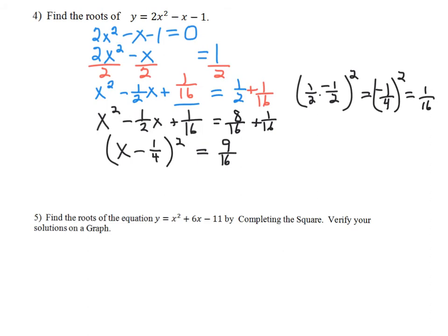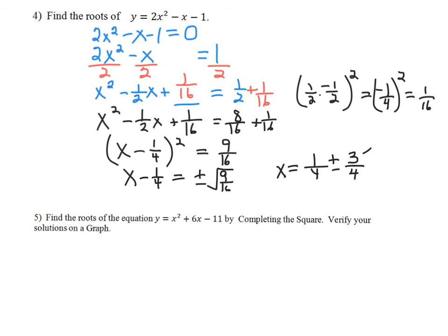So now I'm going to go ahead and solve for x. So I'm going to take the square root on both sides of the equation. So this is going to be the positive and negative square root of 9/16. Now it happened very nicely for us because I got a number that happens to be a perfect square. So I'm going to add 1/4 to both sides of the equation. And when I do that, that's going to be 1/4 plus or minus, the square root of 9 is 3, the square root of 16 is 4.